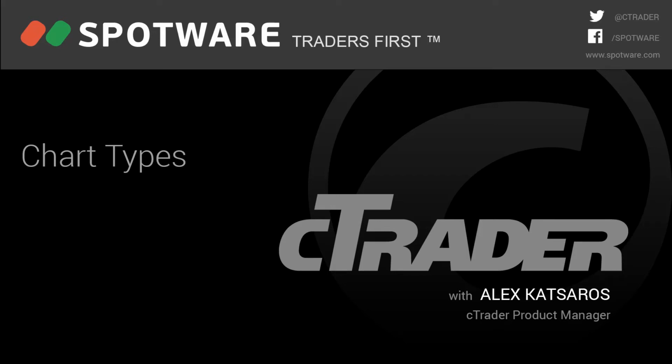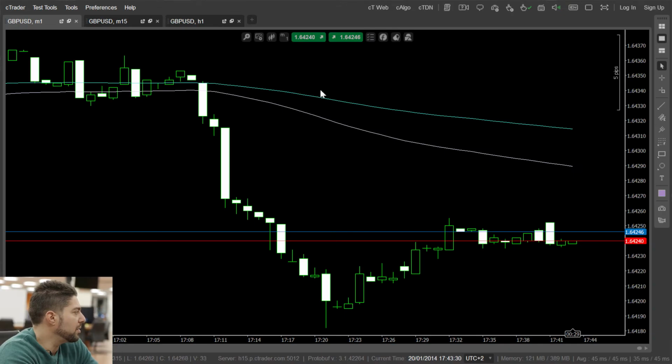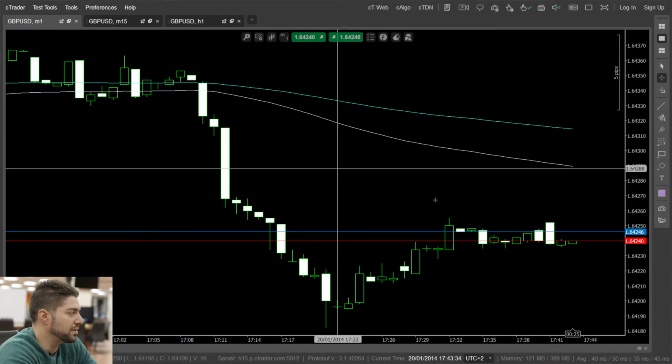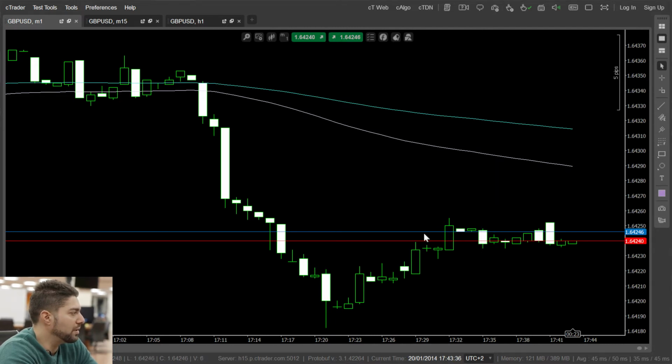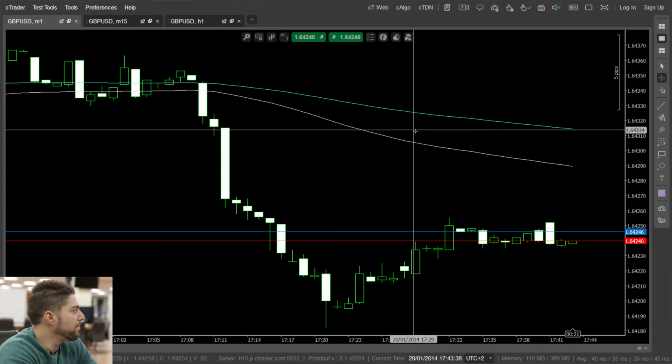Hi guys, today we're going to talk about chart types. So let's start by looking at the screen. We see the default chart type of cTrader, which is Japanese candlesticks. I'm going to explain to you what exactly we're seeing on the screen.